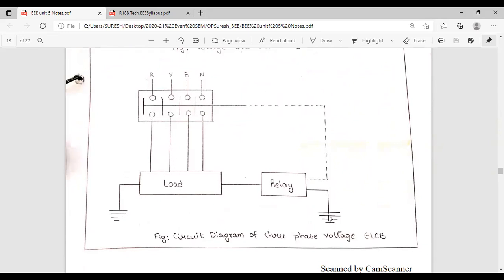This is the earthing point. One relay is there. These 2 are earthing points. What will you place after the relay here? ELCV. After the relay, we will place the ELCV here. When there is a potential difference between the earthing and the metal body, then this ELCV will operate.